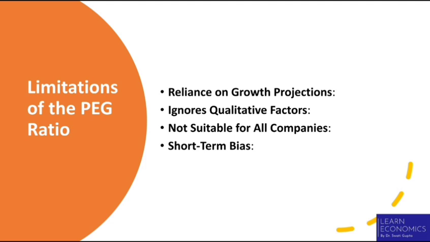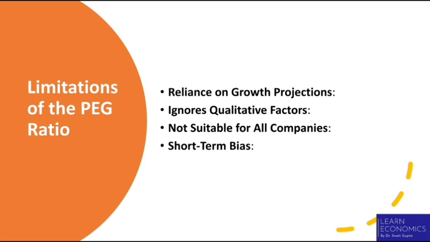Now, limitations of the PEG ratio. First, reliance on growth projections. The PEG ratio depends heavily on future earning growth estimates, which are predictions rather than guarantees. These estimates are often based on analyst forecasts or company projections, which are uncertain. For example, a company might project a 20% growth rate, but if it only achieves 10% due to increased competition or market downturns, the PEG ratio calculation will be defective.